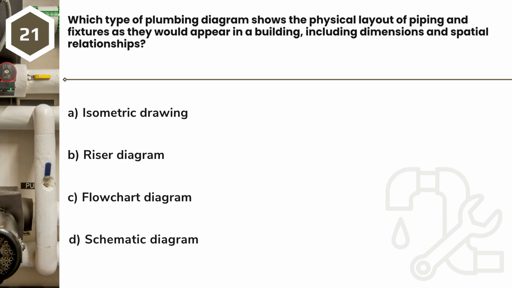Question 21. Which type of plumbing diagram shows the physical layout of piping and fixtures as they would appear in a building, including dimensions and spatial relationships? A. Isometric drawing. B. Riser diagram. C. Flowchart diagram. D. Schematic diagram.